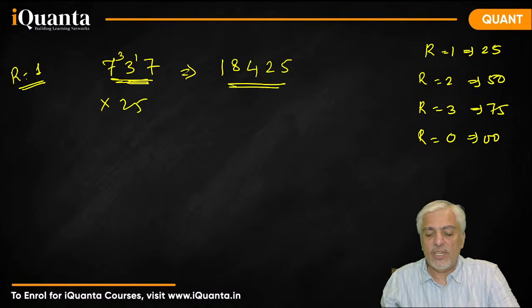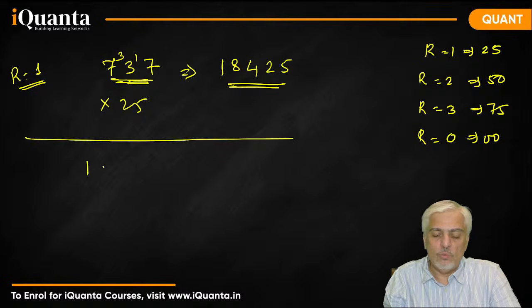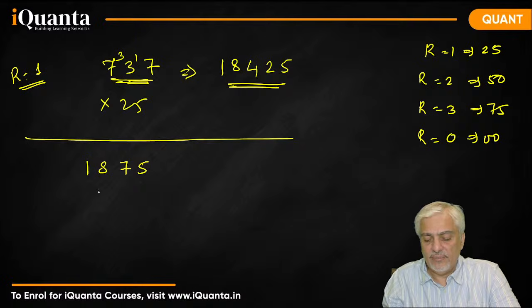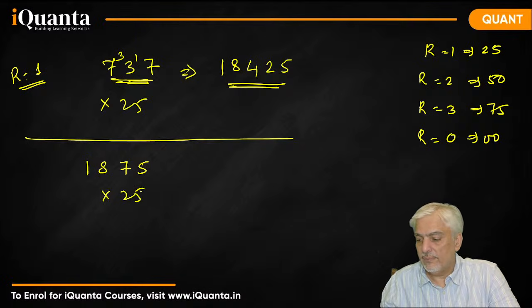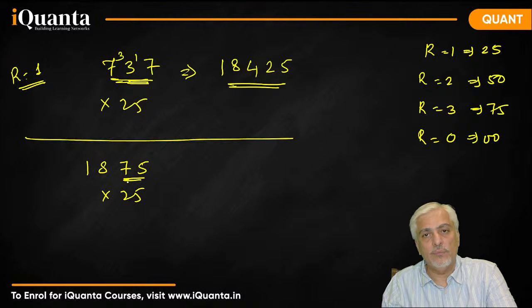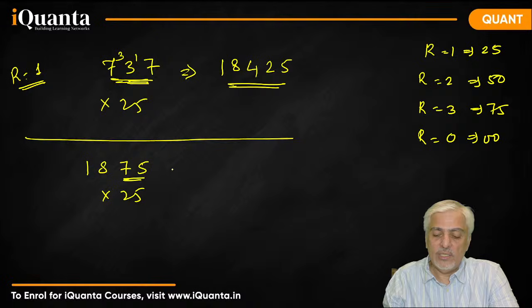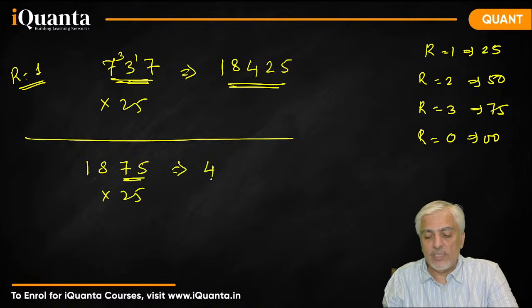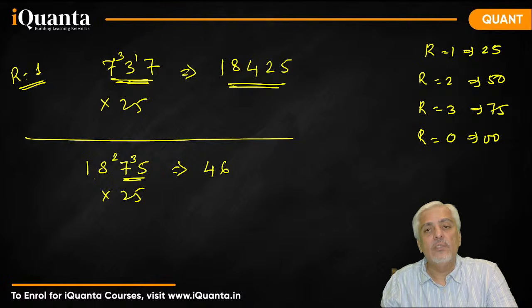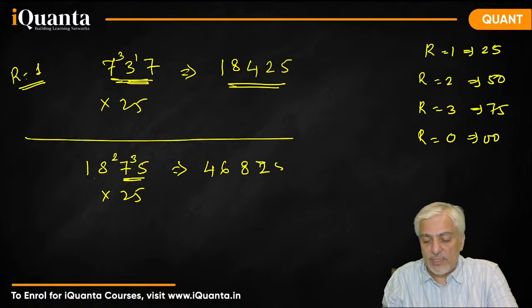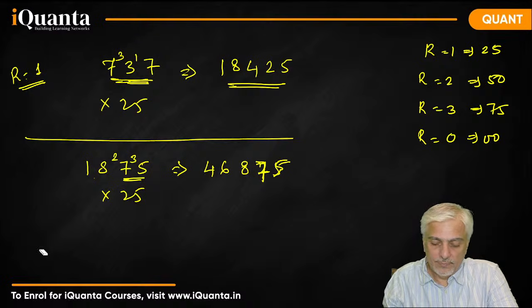So, now let's check some other question. 1875 multiply by 25. So 75 divided by 4, remainder is 3. So start the same method. 4 fours are 16, 2. 4 sixes are 24, 3. 4 eights are 32, 3 remainder, and as soon as you get 3 remainder, you will have to put 75. Remainder is 3, so you will put 75.